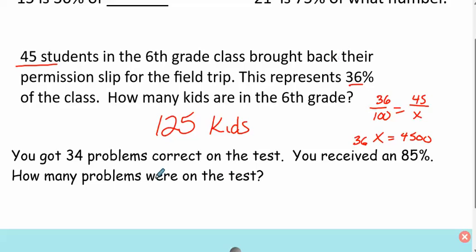All right, here's another word problem. You got 34 problems correct on the test. You received an 85%. So how many problems were on the test? Okay, again, I do not know the whole. So 85% is 85 out of 100. You got 34 correct. That's your part, but I do not know the whole. All right, go ahead and solve that for me.